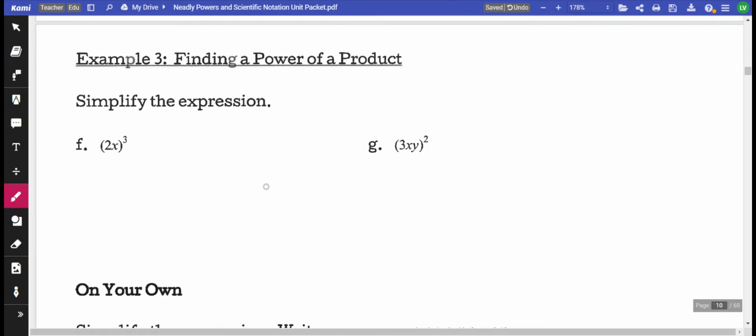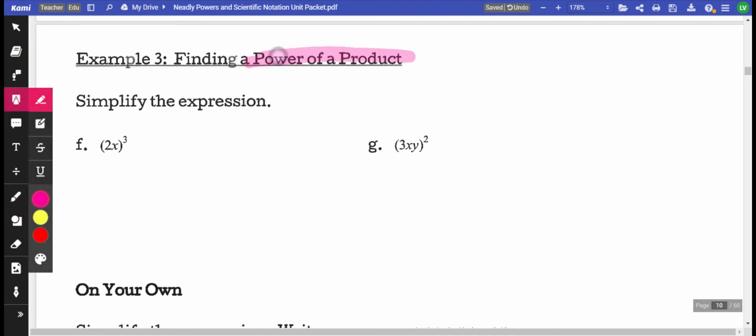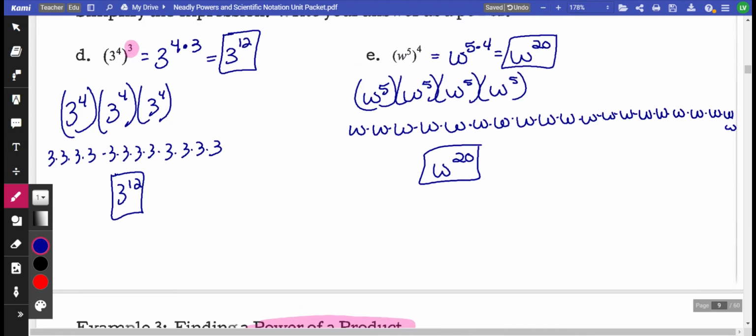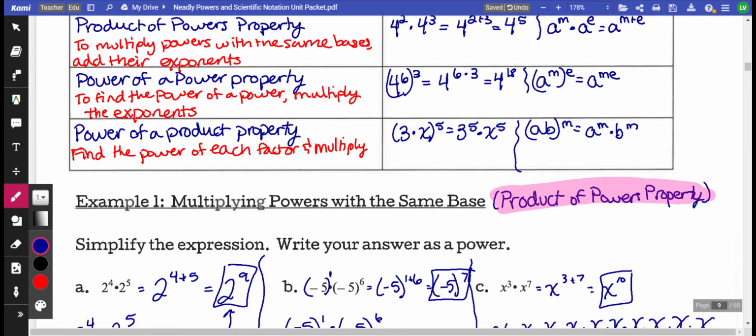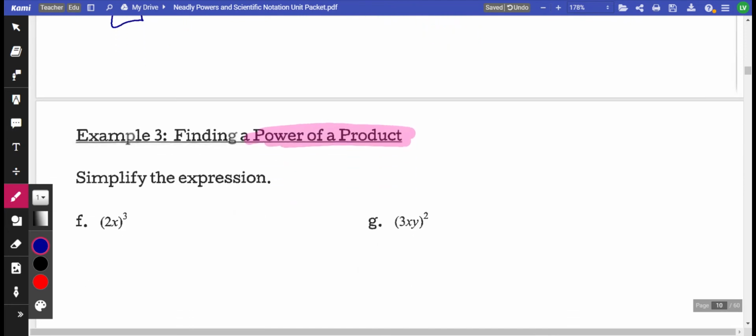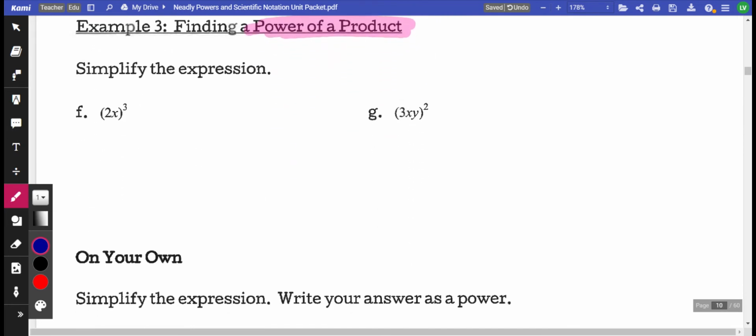Example 3, finding a power of a product. Going back up to the definition. Power of a product property states: find the power of each factor and multiply. So 2x to the third power. This is where I'm going to distribute a 3 to the 2 and a 3 to the x. So that's 2 to the third power times x to the third power. Well, 2 to the third power is 8, so that leaves you with 8x to the third, or 8x cubed.